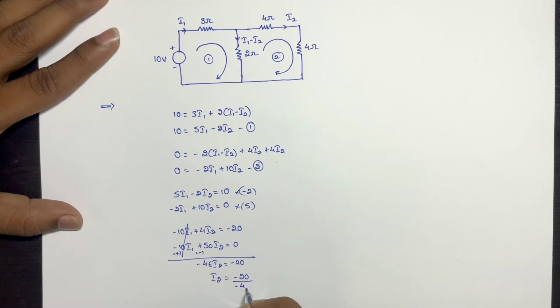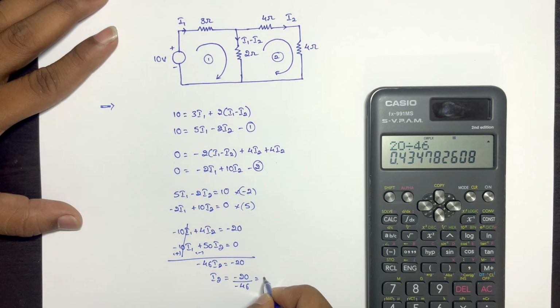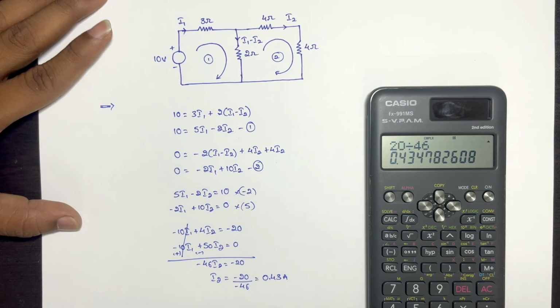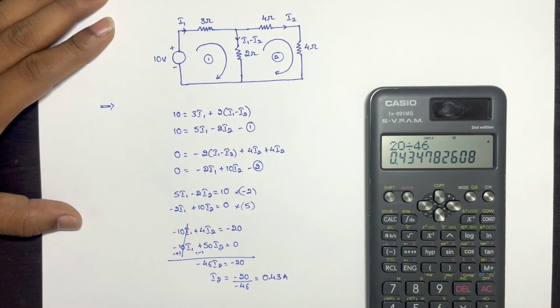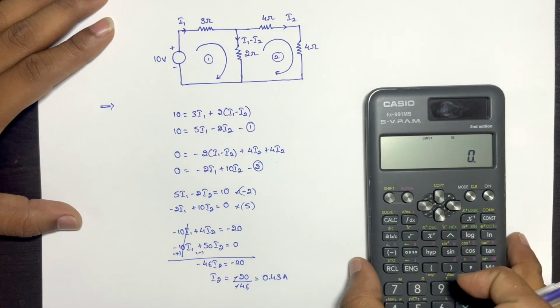or I2 is equal to minus 20 by minus 46. That's I2 is equal to 0.43 amps. Okay, minus gets cancelled, here we'll be getting plus 0.43 amps.